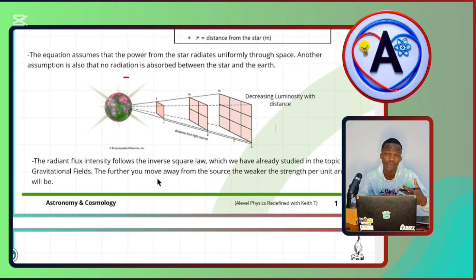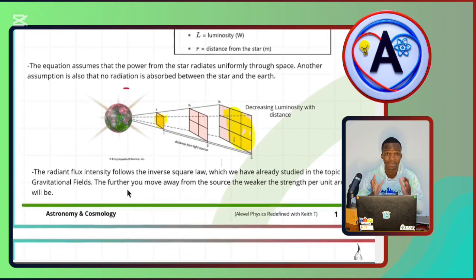So the further you move away from a source, the weaker the strength will be. As you can see here, if you're closer, you're going to have very strong light or radiation that you're experiencing over that area. But the bigger the area gets, the weaker it becomes. You can't expect to have the same amount of energy per square meter if you have a larger area where that energy is spread over.